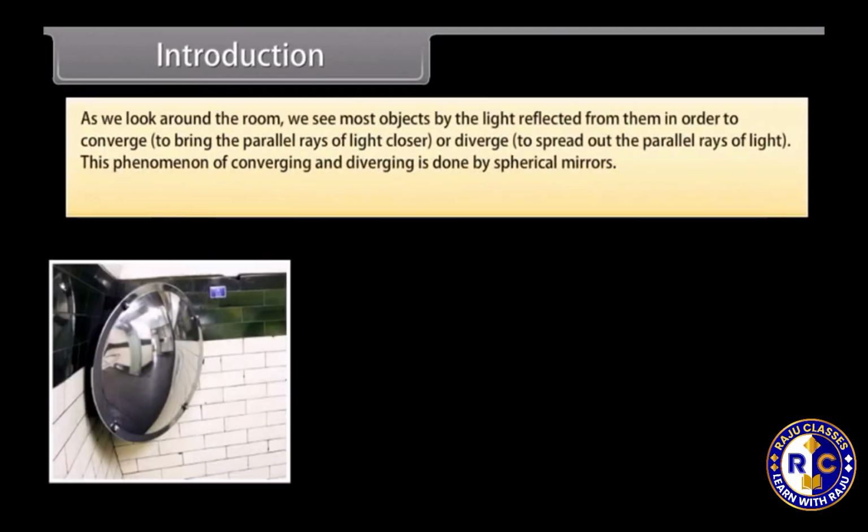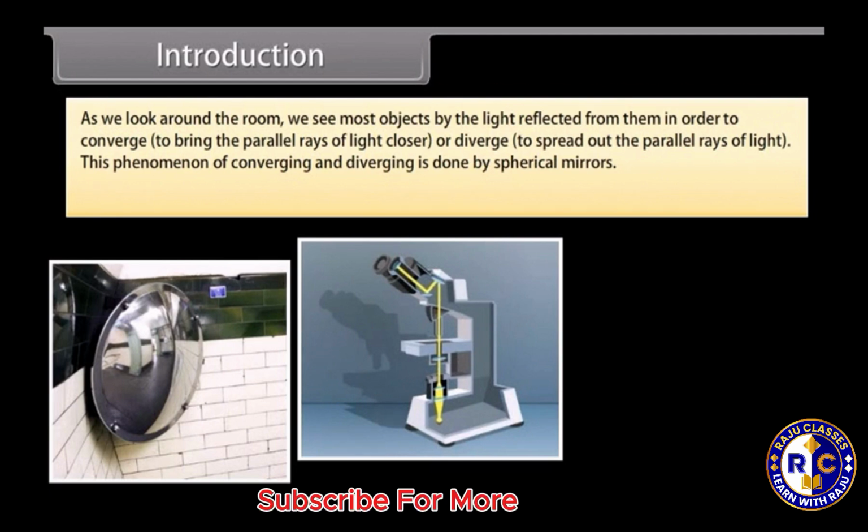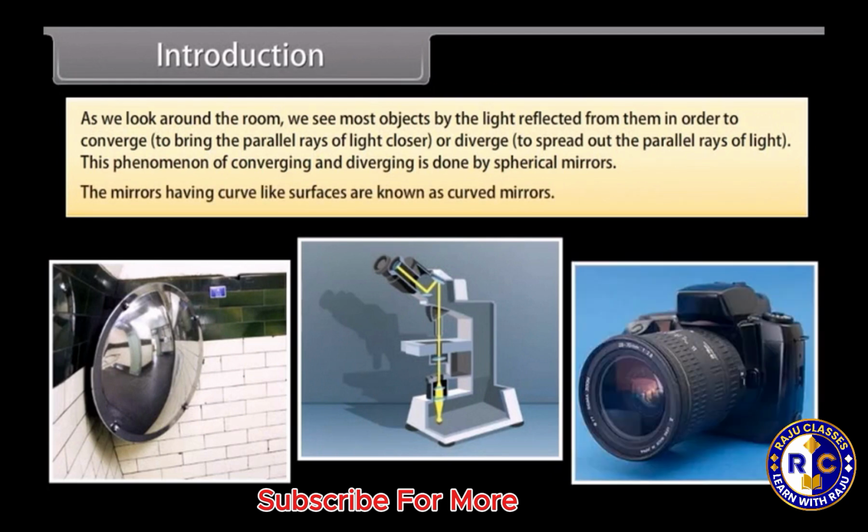Introduction. As we look around the room, we see most objects by the light reflected from them. In order to converge, to bring the parallel rays of light closer, or diverge, to spread out the parallel rays of light. This phenomenon of converging and diverging is done by spherical mirrors. The mirrors having curve-like surfaces are known as curved mirrors.